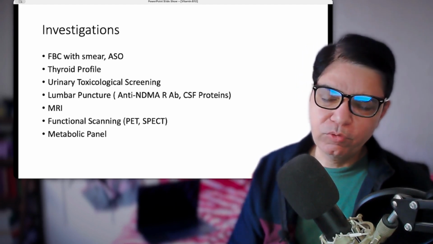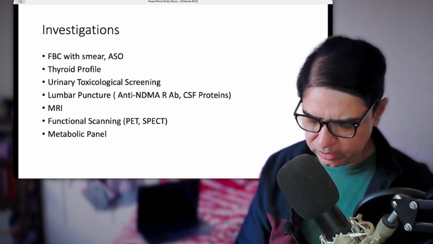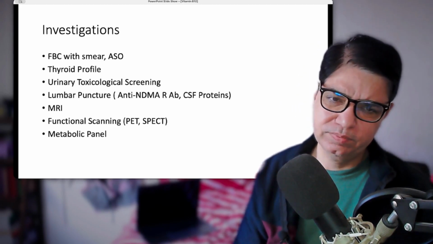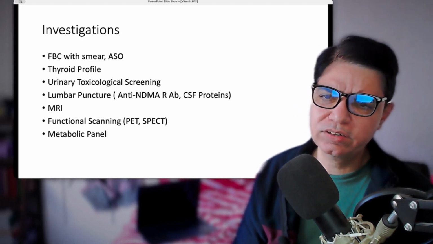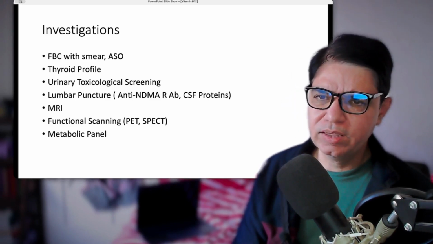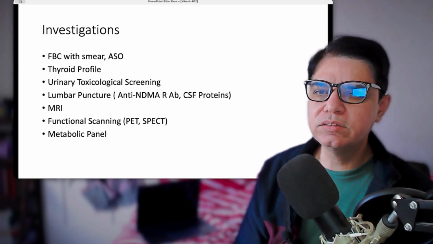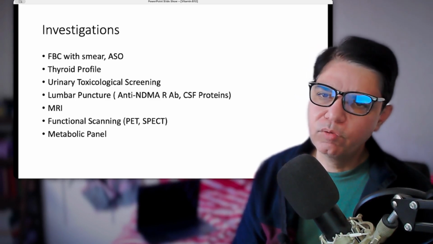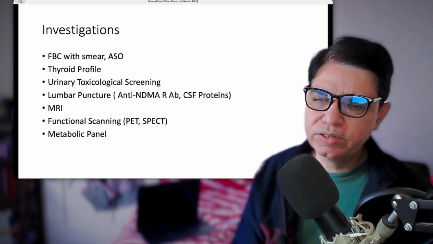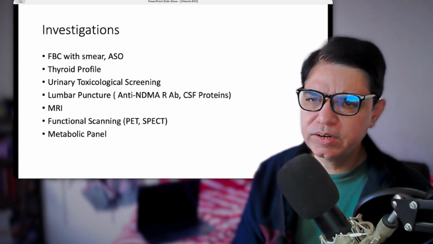So before going into that, how should we work up? I mean, this is an algorithm. Let's say, where should we start from? If somebody presents with neuropsychiatric symptomatology, new or old, if given a choice, what investigation would you do? So starting with the very simple one, a full blood count with smear and anti-streptolysin O titers. Why would we do FBC with smear and ASO?